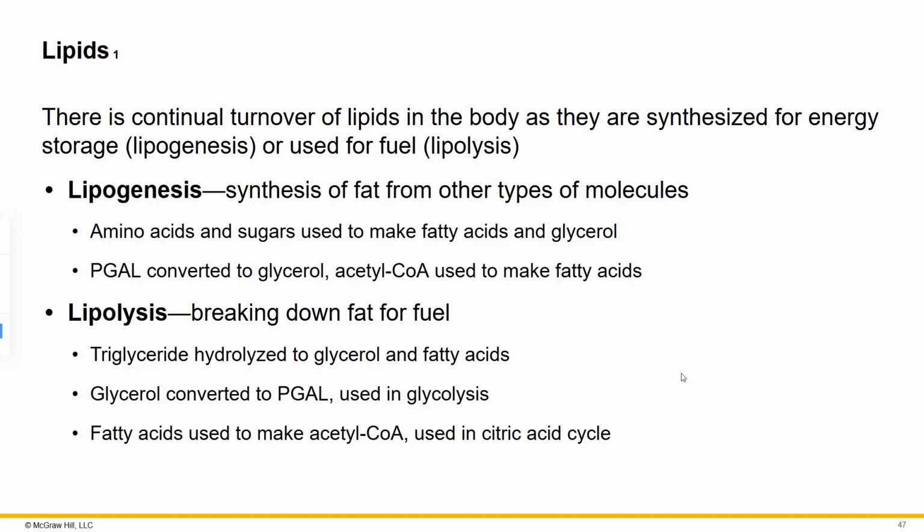So lipids, there's continual turnover of lipids in the body as they are synthesized for energy storage, lipogenesis. Again, if you break down these parts, you can deduce the definition from them. So if you're asked a question on an exam and it says, what is the creation of lipids known as? Well, that's lipogenesis. Genesis is the creation of or synthesizing, and lipo is talking about fats. This is different from glycogenesis, which is talking about the creation of glycogen.